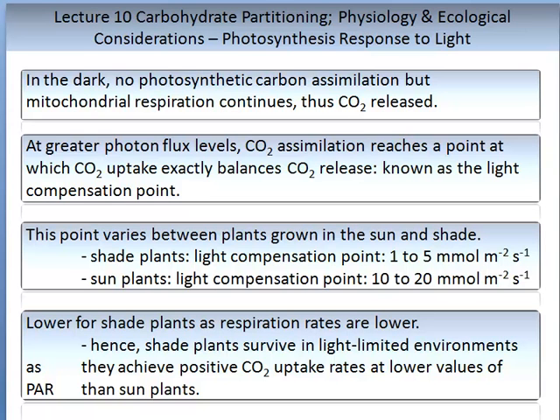This point varies between plants grown in the shade and plants grown in the sun. For example, the light compensation point for shade plants is 1 to 5 micromoles per meter squared per second, whereas the light compensation point for sun plants is somewhere between 10 to 20 micromoles per meter squared per second. Lower for the shade plants as respiration rates are lower. Hence, shade plants survive in light-limited environments as they achieve positive carbon dioxide uptake rates at lower values of photosynthetically active radiation than sun plants.